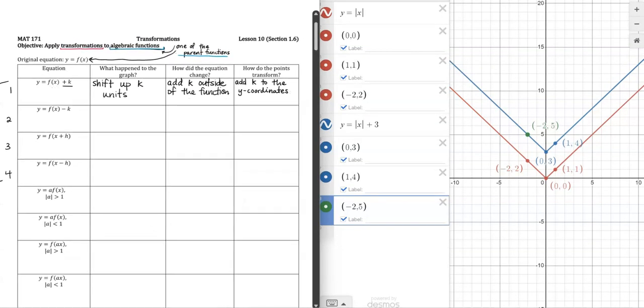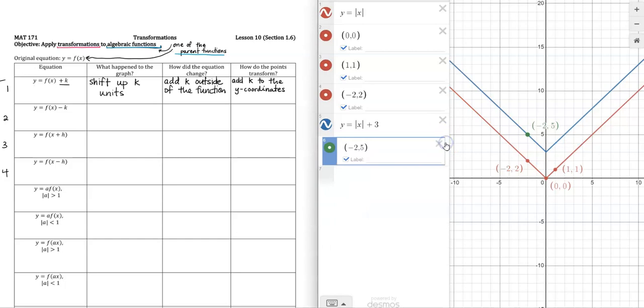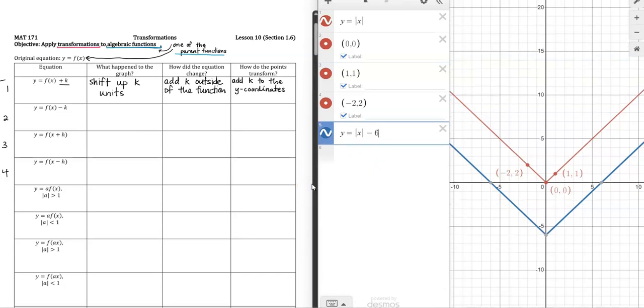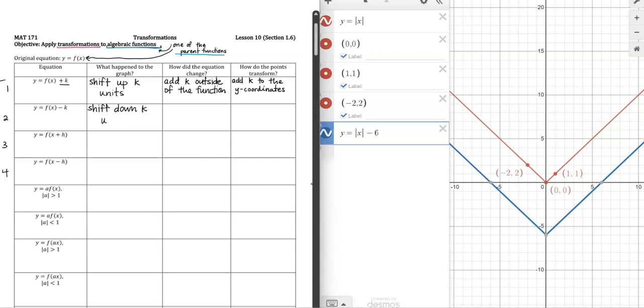Now let's take a look at this second row. I'm still going to choose the same parent function to start with, so I'm still going to start with the absolute value of x. But this time they tell me to look at y equals f of x minus k. So this time I'll look at the absolute value of x minus 6. I just chose 6 for my k value this time. And we can see how that graph in blue pops down; it has now been shifted down 6 units. So in general, if we subtract k on the outside of the function, the graph will shift down k units.